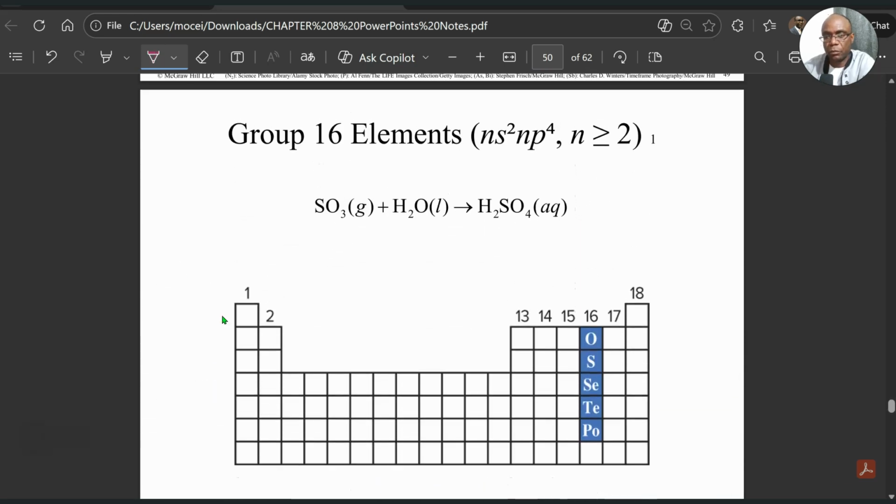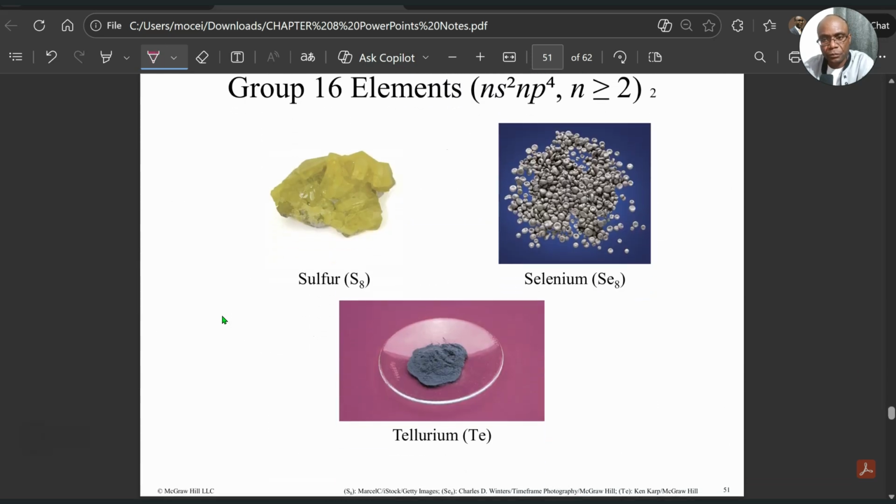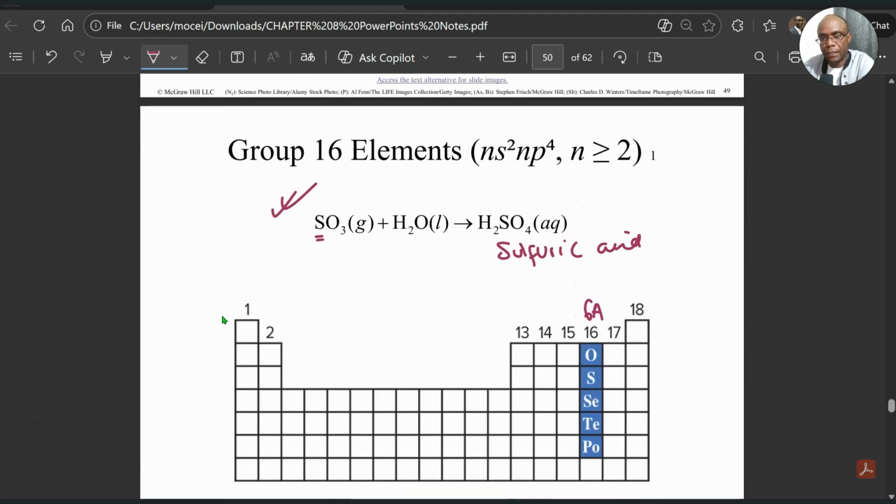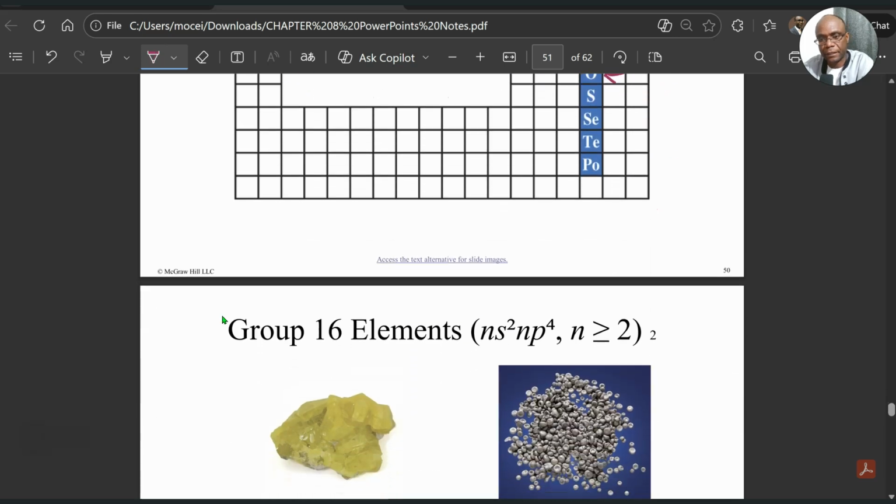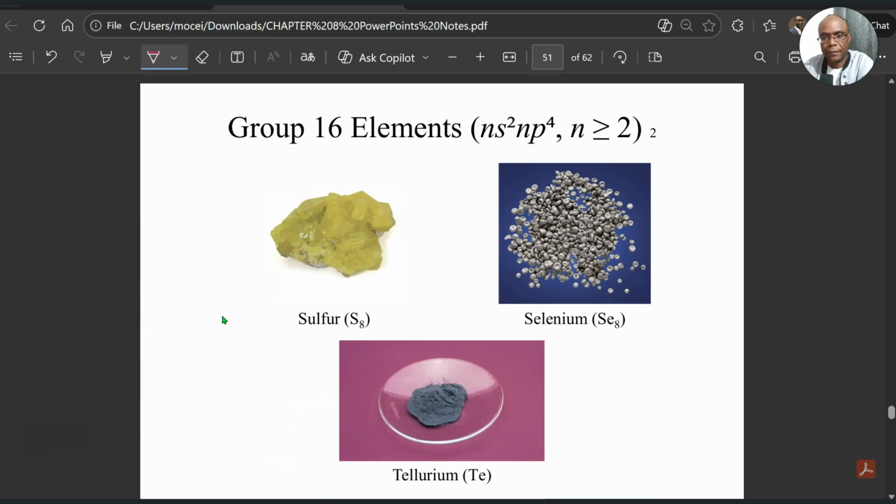Now we are on the group with oxygen, sulfur, selenium, tellurium, and polonium. This is main group 6A. An example of a molecule, sulfur trioxide: put it in water, it's going to give you an acid called sulfuric acid, a very strong acid. That's an example of how sulfur compounds react. Oh, by the way, we've done so many examples with oxygen. Oxygen is found in water, and oxygen oxidizes aluminum to aluminum oxide.